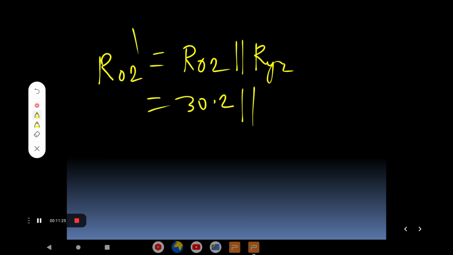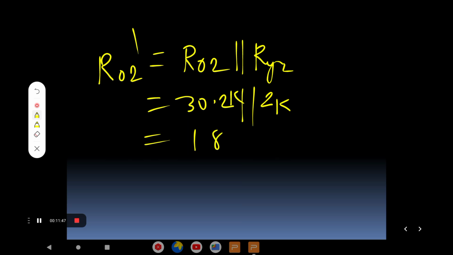RO2 is nothing but the 30 point output resistance in parallel with the drain resistance. RY is nothing but the drain resistance of the second transistor. So from this, that is equal to 2K only. So it is also K. Therefore, you will get 4. So 60.4 kilo. Sorry, there is a parallel value.